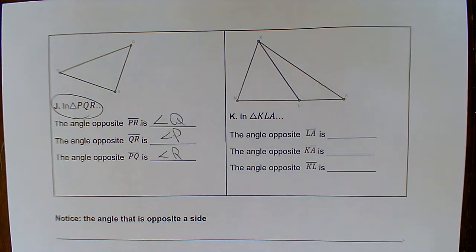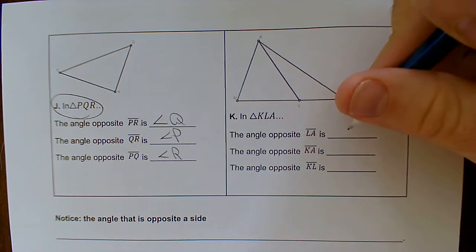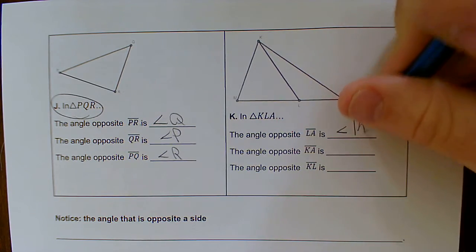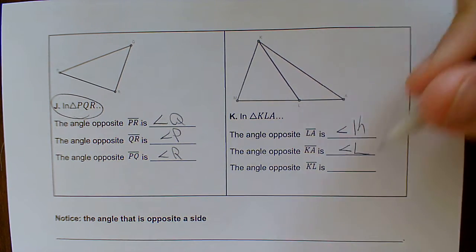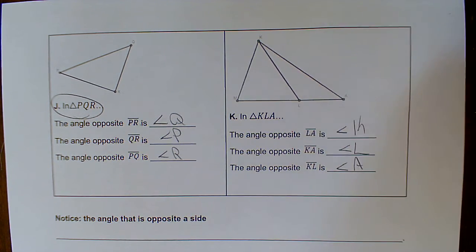Okay, try K for me, pause, and then you can check your work. Okay, so the side opposite of angle LA is going to be angle K, the side opposite of KA is going to be angle L, and the side opposite of KL is going to be angle A.